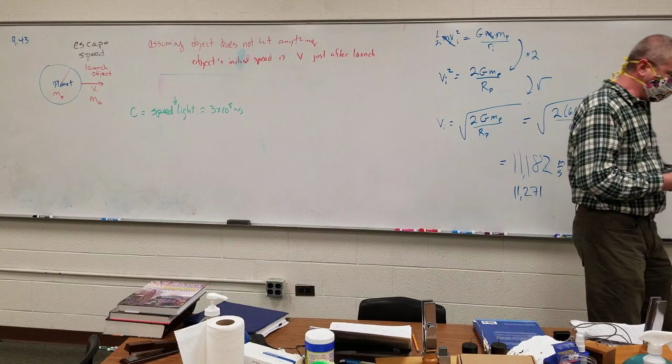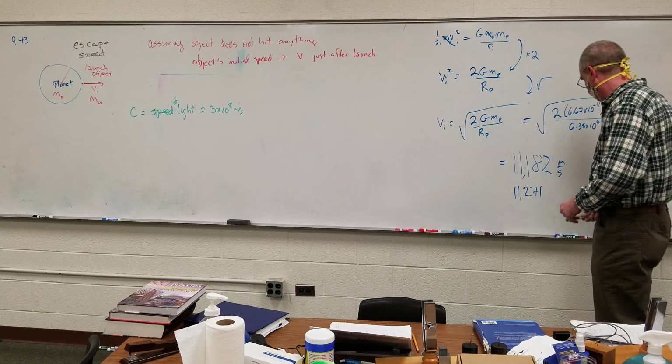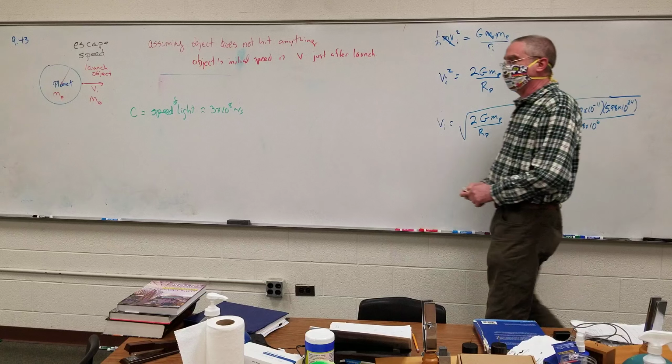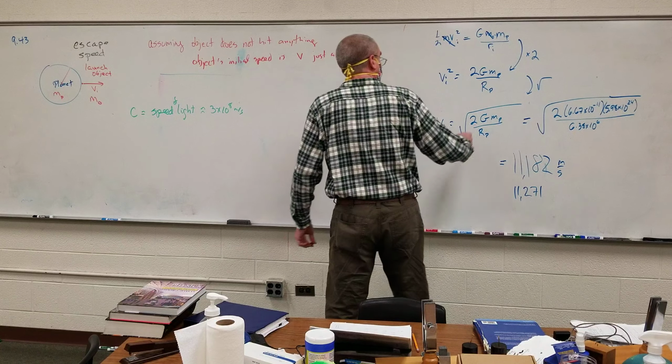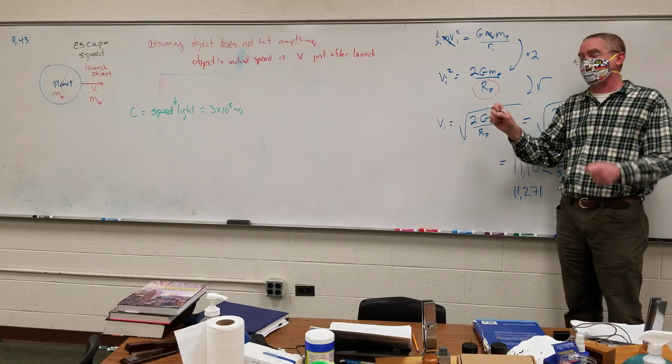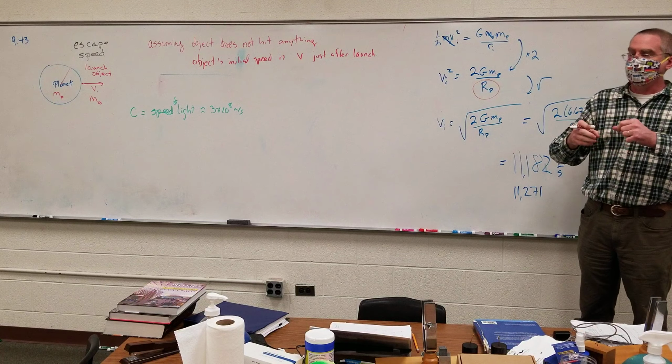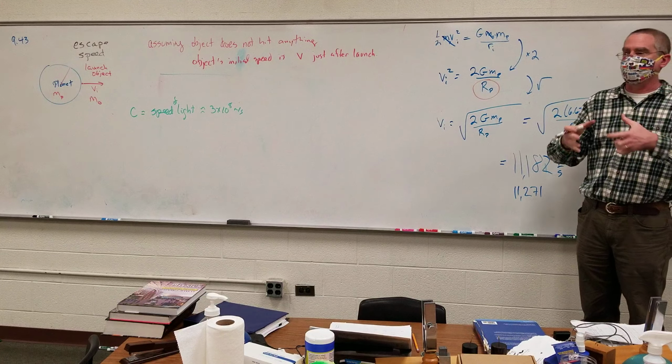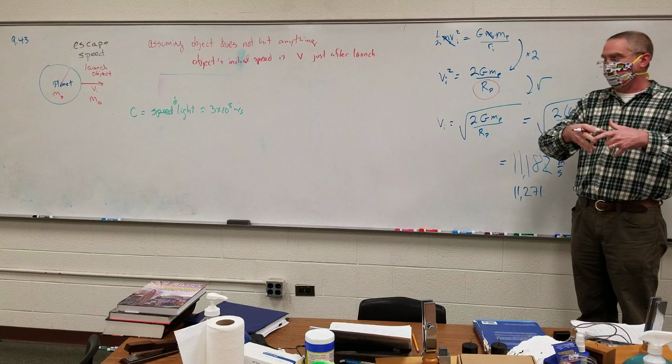So if that is the maximum speed, let's take a look at our planet. All I'm going to do is try to figure out the radius. So I'm going to solve for radius. What does the radius of the Earth need to be so that the escape speed is the speed of light? In other words, since nothing that starts below the speed of light can get to the speed of light, it will never escape.